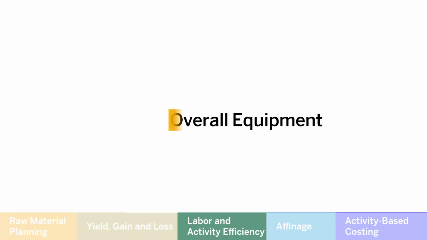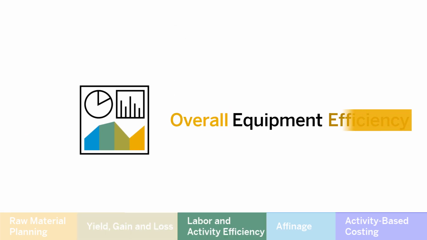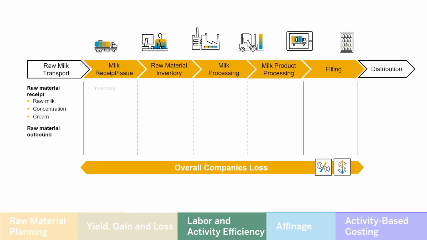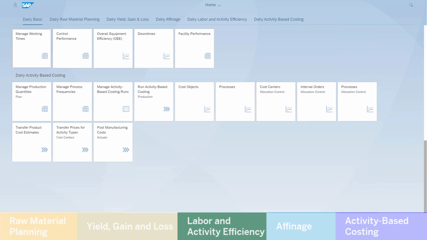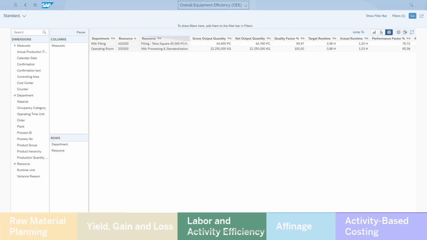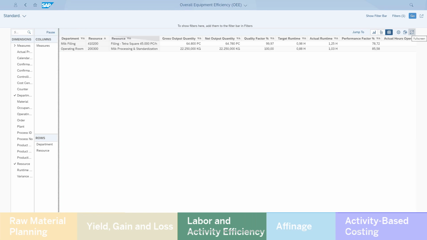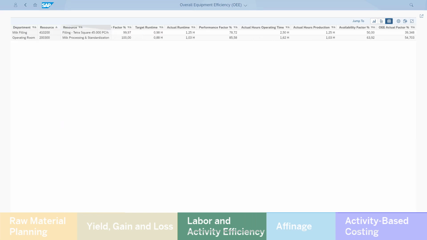Overall equipment efficiency. Labor and activity efficiency comprehensively analyzes the efficiency of both your labor and your equipment processes so you can optimize their usage and costs. The Overall Equipment Efficiency, or OEE report, is used to evaluate and compare achieved results against KPIs and provides the basis for a more in-depth analysis and correction of causes.